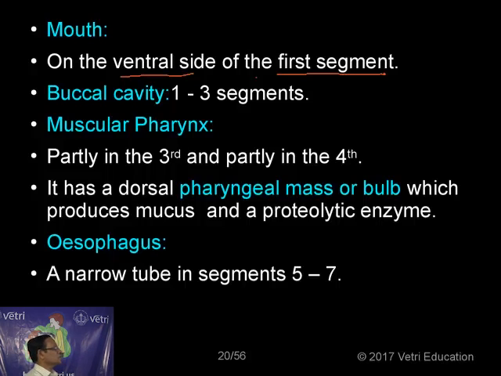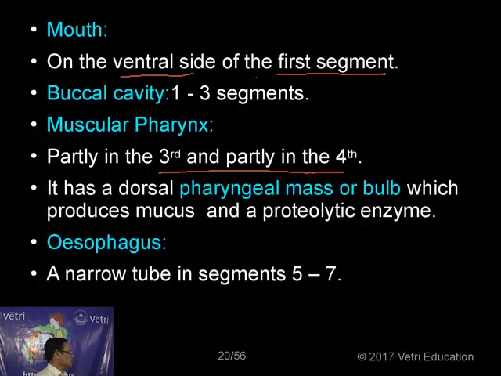The pharynx is located in the 3rd and 4th segments. So, mouth in the first segment, the buccal cavity in segments 1 to 3, the pharynx, which is muscular in nature, found in just the 3rd and 4th segments.